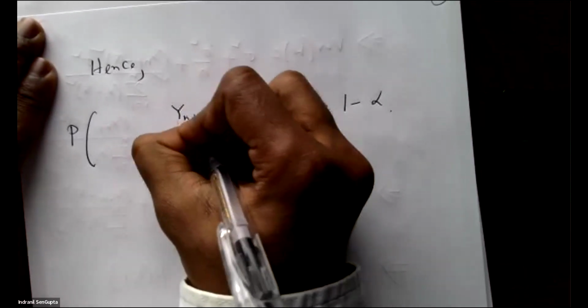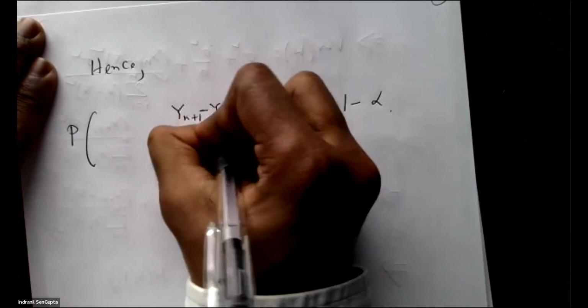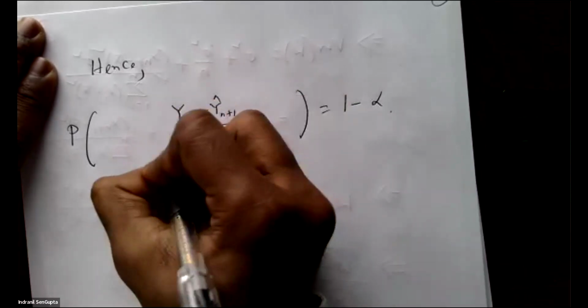Hence, we can find the confidence interval. So the probability of something equal to 1 minus alpha would be, so let's write the variable, y of n plus 1 minus y of n plus 1 hat over the square root of MSE.